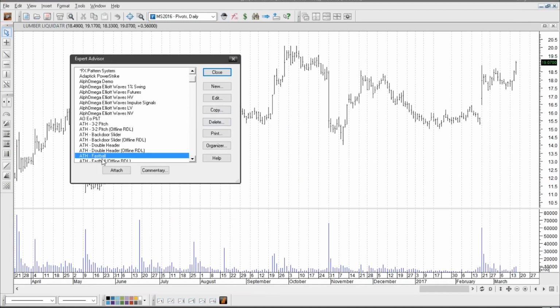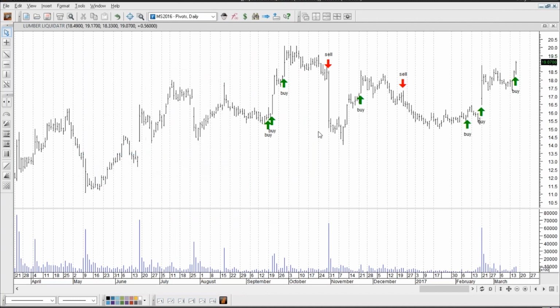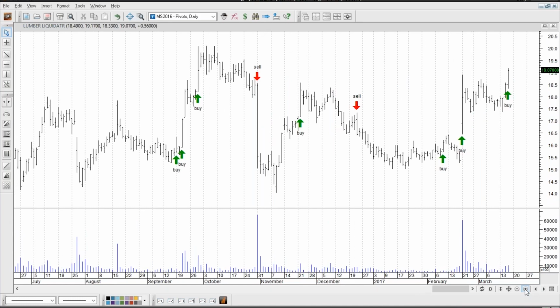If I just attach the fastball pattern here, it's going to label each time this had a buy or a sell based on that fastball pattern. And this is just a symbol that we picked on the fly. Looks like it's done pretty good at identifying just that fastball that he's talking about, and it's worked really, really well on Lumber Liquidators.